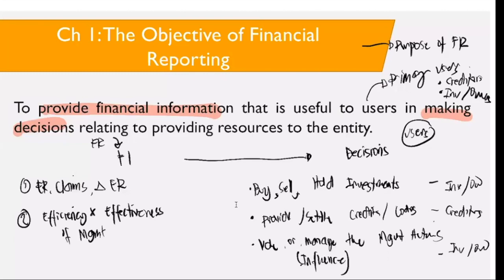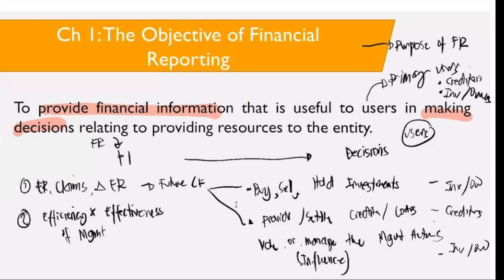But normally, to make these decisions, it is not enough that we have the economic resources, claims on economic resources, and changes in economic resources. These provide for your future cash flows. And based on your future cash flows, we make these two decisions. What are the two decisions that can be made out of these future cash flows? The buy, sell, or hold investments, and provide or settle credit or loans.